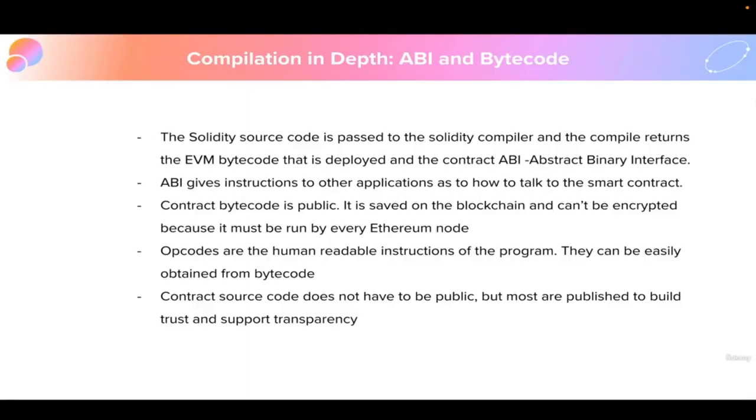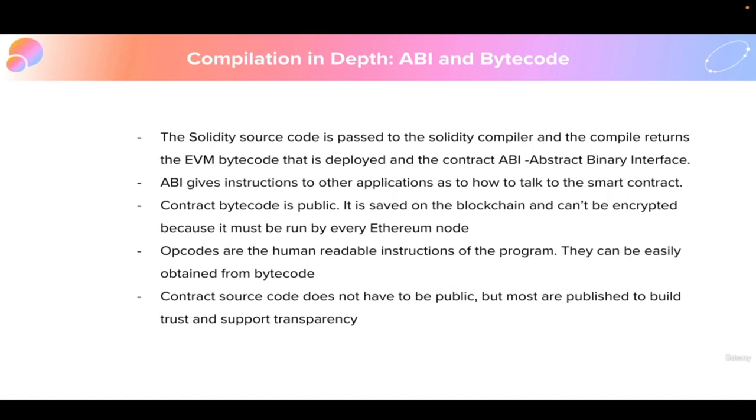For our final lesson in section 1, we'll look at compilation, ABIs, and bytecode. When we compile our smart contracts, the Solidity source code is passed to the Solidity compiler, and the compiler returns the EVM bytecode that is deployed and the contract ABI, which stands for Abstract Binary Interface. The ABI gives instructions to other applications as to how to communicate with our smart contract.